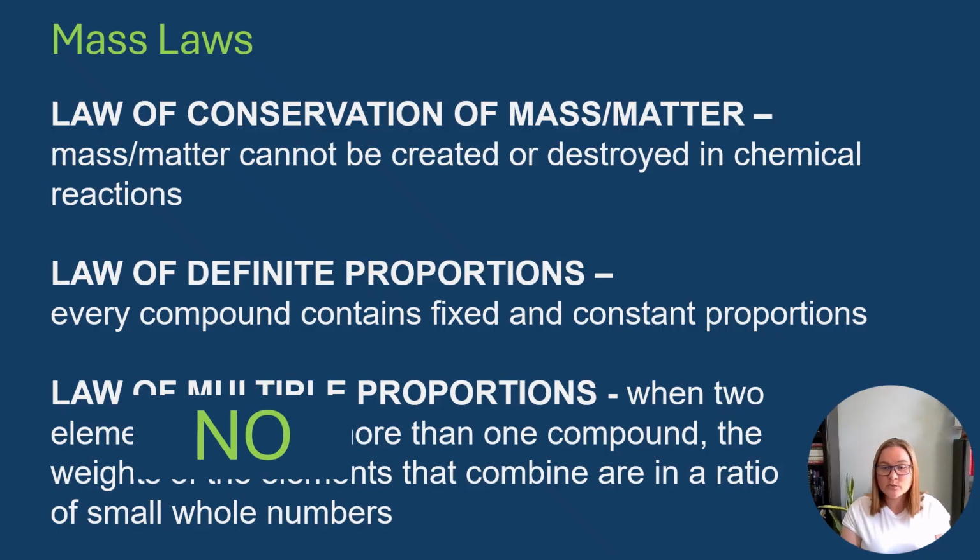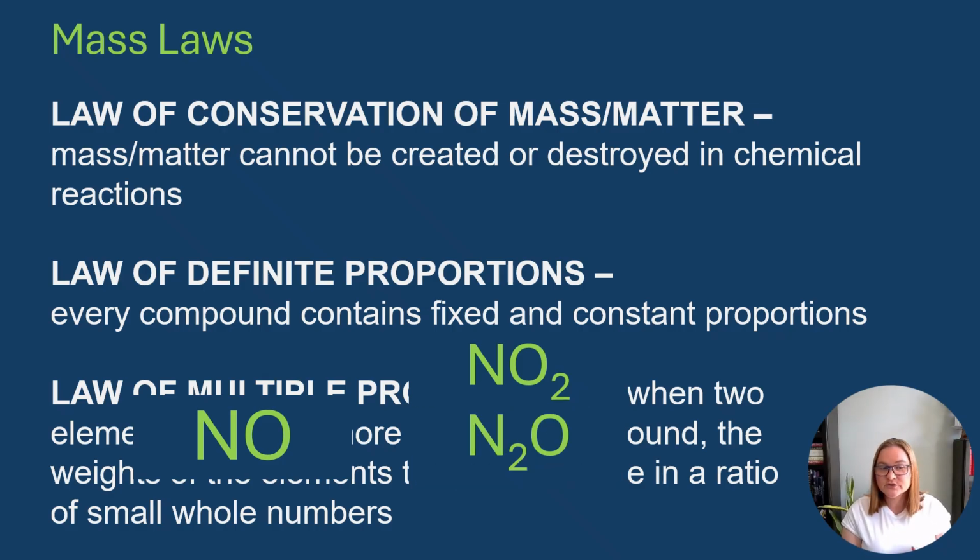The NO we saw earlier has a 1-to-1 ratio of nitrogen atoms to oxygen atoms. NO2 has a 1-to-2 ratio of nitrogen to oxygen atoms. N2O has a 2-to-1 ratio, and N2O4 a 2-to-4 or again a 1-to-2 ratio.